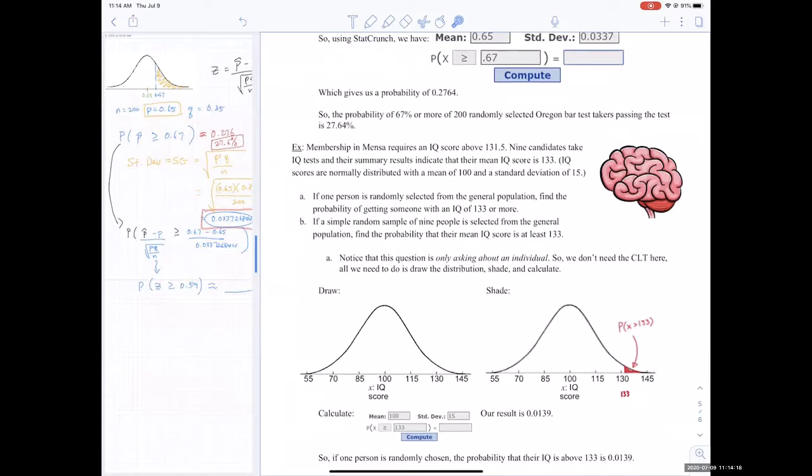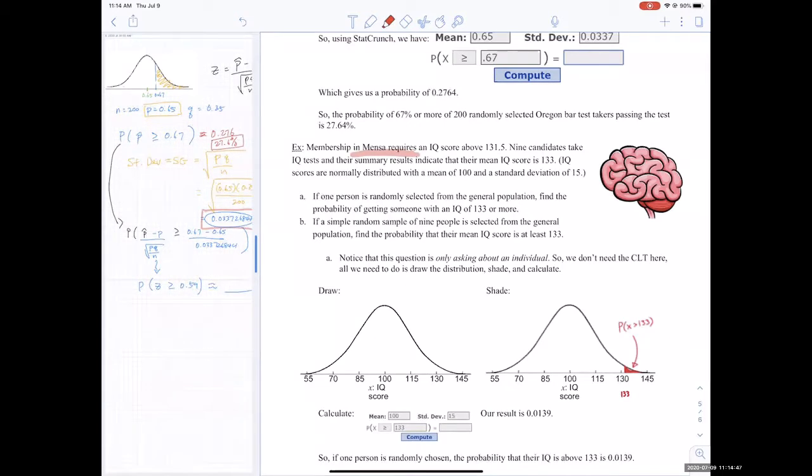Let's go through the last example here. So let's look at membership in Mensa, which requires an IQ score that is above 131.5. Have you guys heard of the Mensa Club? I'm surely not in it.